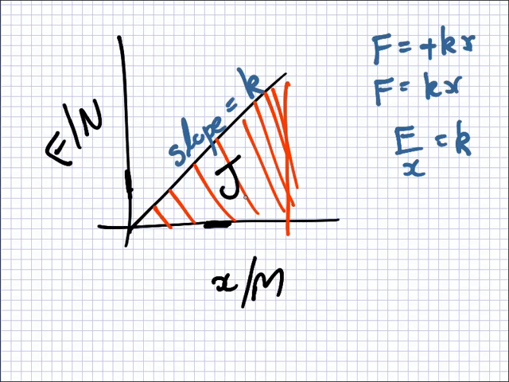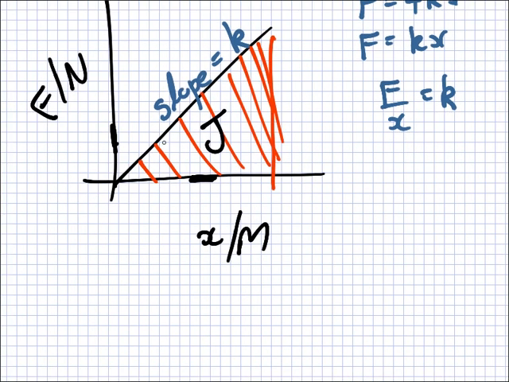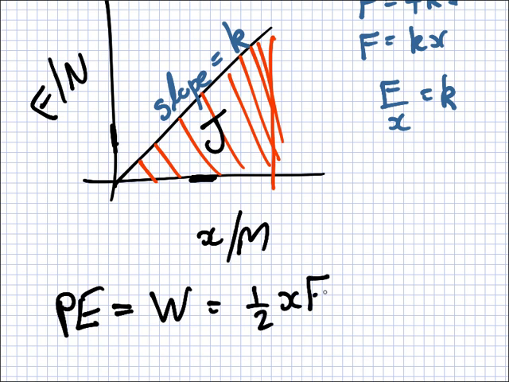Anyways, if you want to calculate the work, the potential energy, the area is a half the base times the height. But what does F equal? F equals kx. So you get a half k x squared. So when you pull a spring, you do work. But this work equals the energy now in the spring.